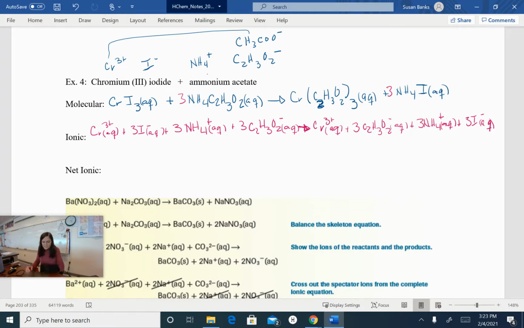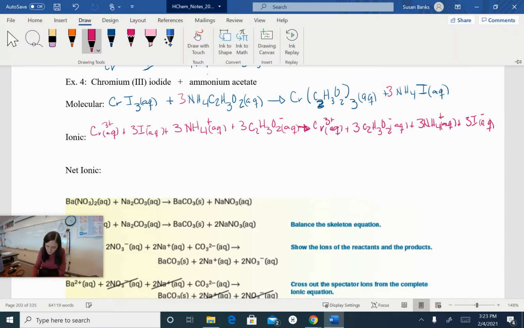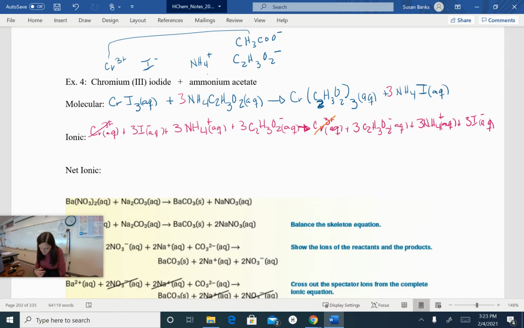Okay, we can cancel out everything that repeats. So do you guys see things that repeat? My chrome repeats, my iodides repeat, my 3 ammoniums repeat, and my 3 acetates repeat. Everything canceled out. So what do I write for my net ionic? Do I have anything really reacting here and creating a precipitate? No. And because nothing creates a precipitate, we write NR, and that NR signifies no reaction.